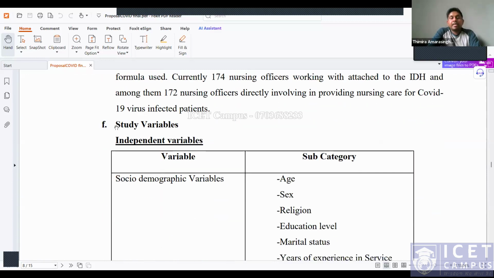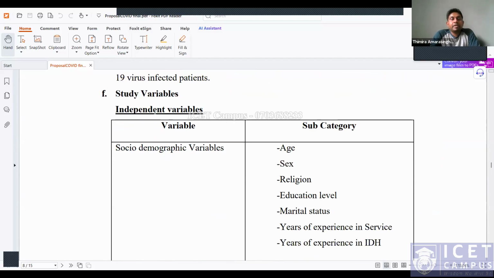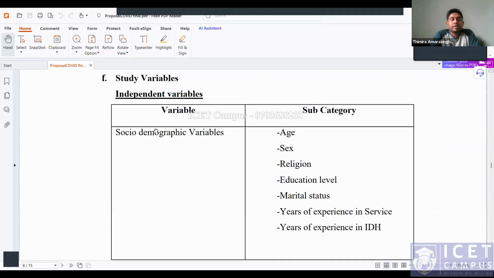And then if there are any study variables, variables means the aspects we are studying. So in this study, we are using independent variables and dependent variables, these terms. I'm not explaining a lot. So basically, independent variables means the variables which are not changing over the study period.